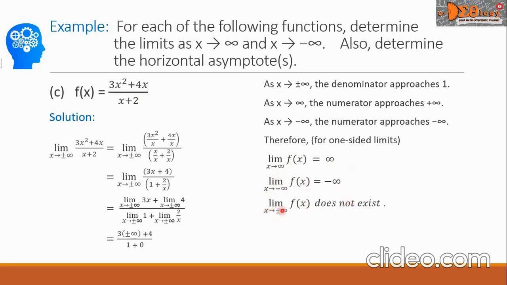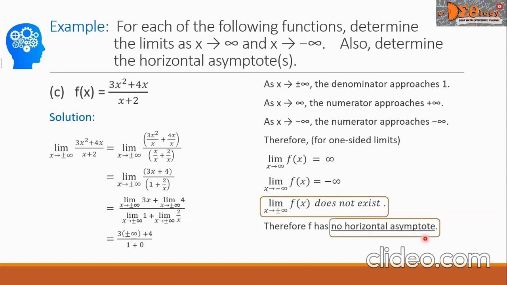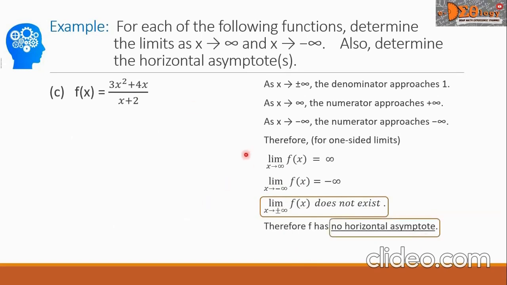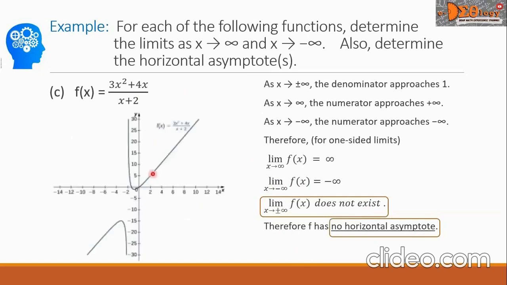So when we write the limit of f of x as x approaches plus or minus infinity, it does not exist. It means to say there is no horizontal asymptote also. Let us now consider the graph of the function. You see here, as x goes to positive infinity, the graph of the function goes larger and larger. Also, when the value of x approaches negative infinity, the graph goes to negative infinity also. And there is no horizontal asymptote in the graph.